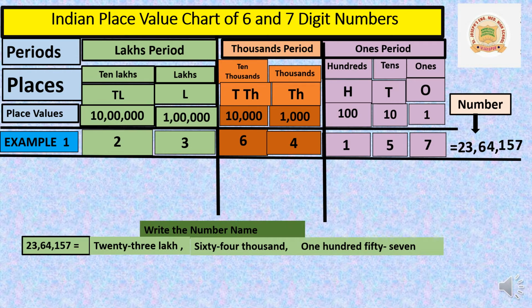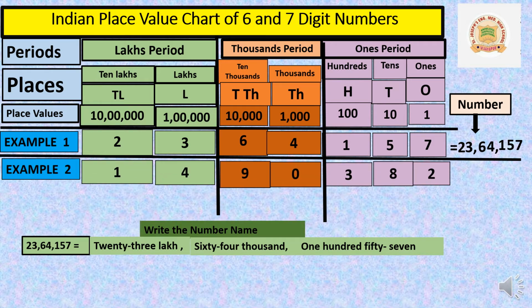23,64,157. Like this we have to write in the words. Let us do one more example. Example number 2. First I will place the digits. See here, in all the places we are having the digits.